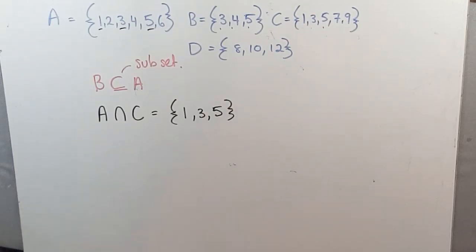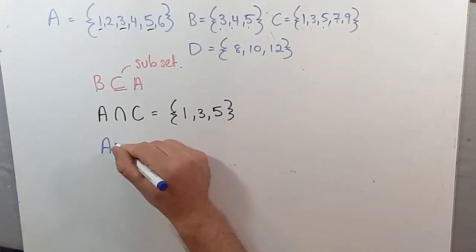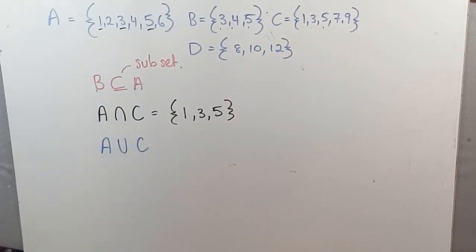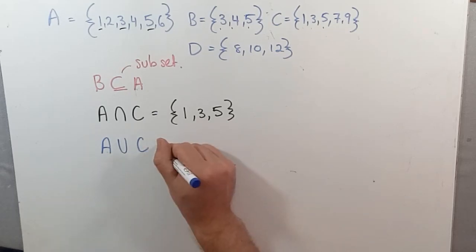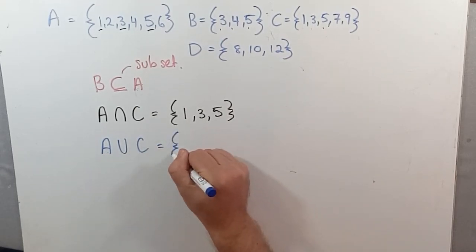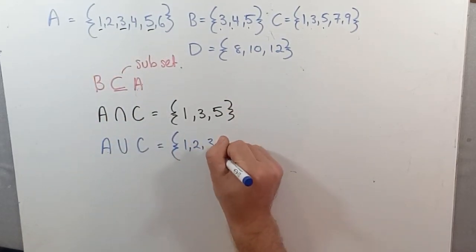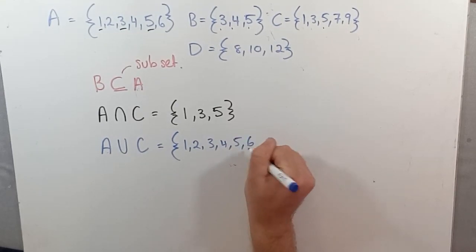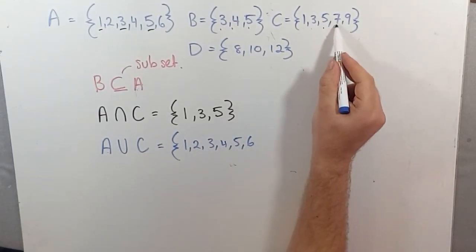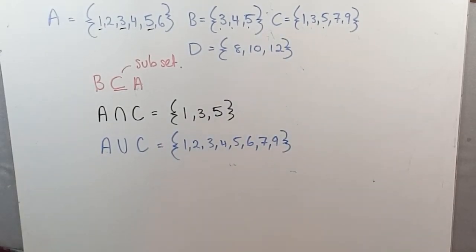Okay, likewise we've got the union. Okay, so if we want to look at A union C, union just means we're going to look at a set that has all the things in A and all the things in C. Okay, so if it's in A or if it's in C, then it's in this set. Okay, so we've got all the numbers up to 6: 1, 2, 3, 4, 5, 6. Then in addition to that, we've got a 7 and a 9. So that is the union of those 2 sets.